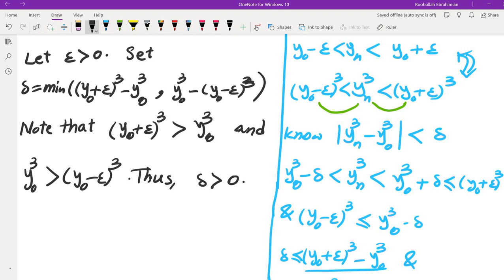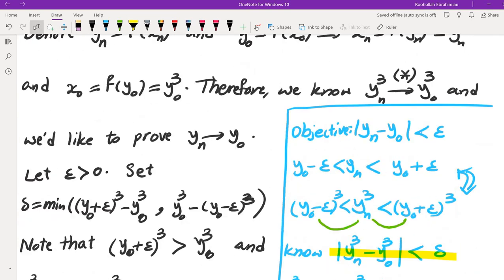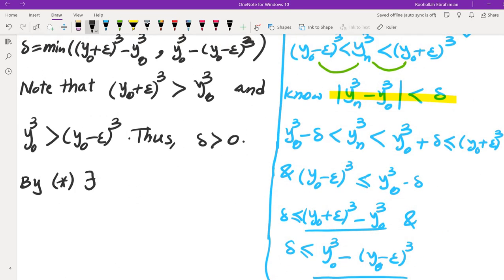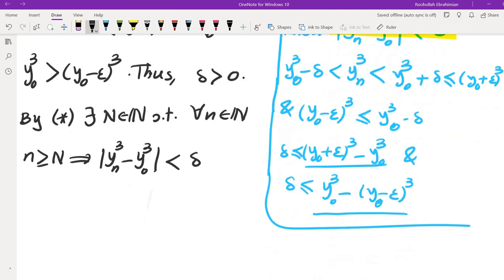Now I would like to use the fact that yn cubed minus y0 cubed can be made less than delta, and that can be done because yn cubed approaches y0 cubed. So let's get to that. By, I'm gonna call that star. By star, there is some natural number N such that for every natural number n, if n is greater than or equal to N, then the distance between yn cubed and y0 cubed is going to be less than delta.